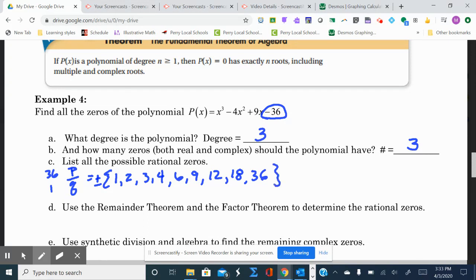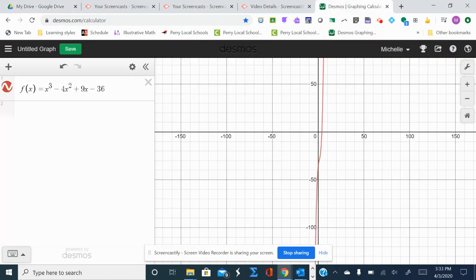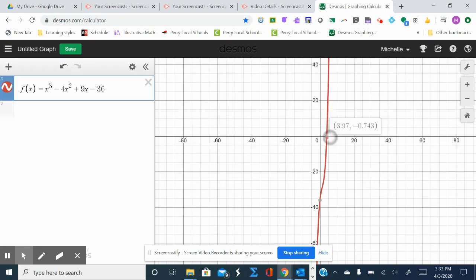So we have to figure out which one of these is a 0. There are 2 ways we could do that. We could put this in our graphing calculators and go to our table and figure out which one of these, when substituted in, gives us 0. Or we can go into Desmos and look at the graph. If I click over here to Desmos, you can see that our 0 is right here. We click on it. So our rational 0 is 4.